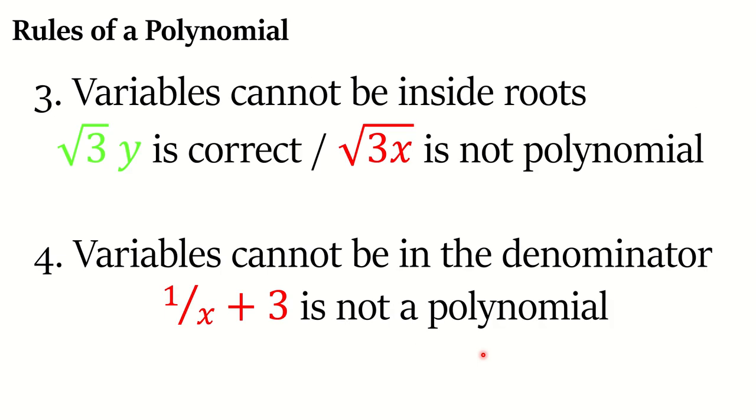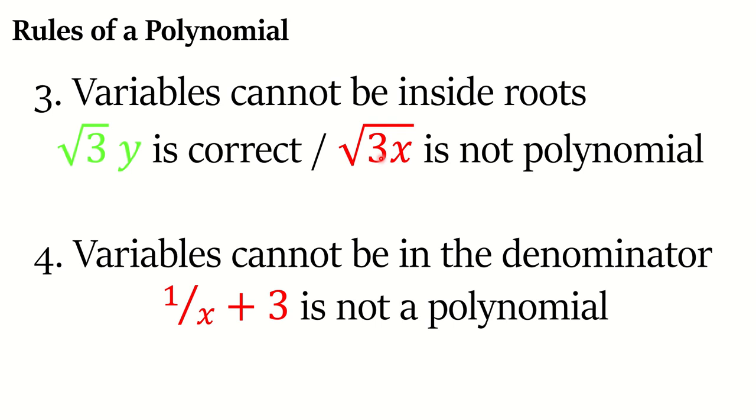And variables cannot be inside roots. For example, root 3 as a coefficient into variable y is perfectly correct, but the whole root of 3x is not a polynomial. It is wrong because the x cannot be inside the cube or root. So the coefficient of root 3 is perfect, but not root 3x, it's not a polynomial.